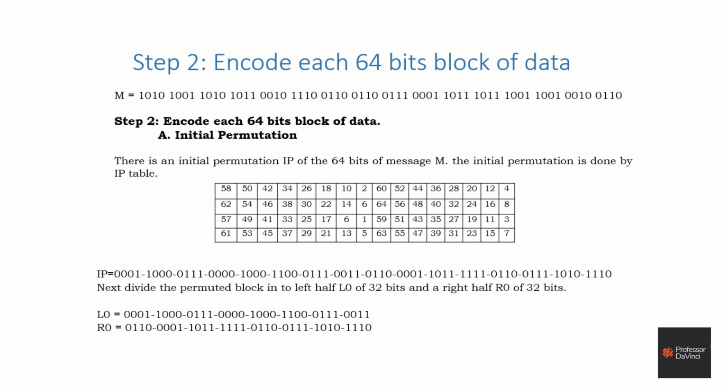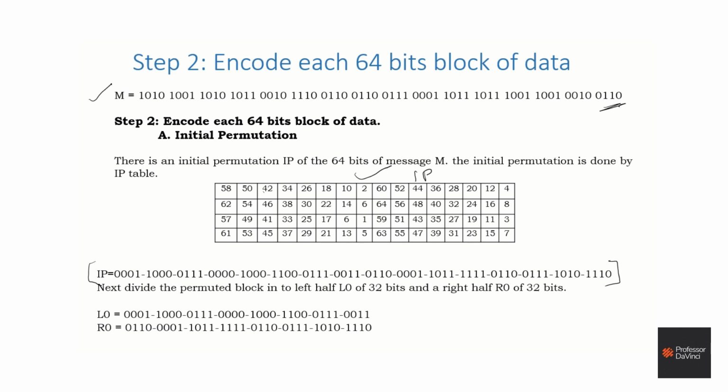Encode each 64 bit block of data. So assume that we have the message M. This is the data, 64 bit data. So encode each 64-bit block of data with the initial permutation. Similarly, as we did, we have the standard permutation table. We can say this is IP. Extract the bits from this message and put them in the respective cell, and then we yield the initial permutation result.